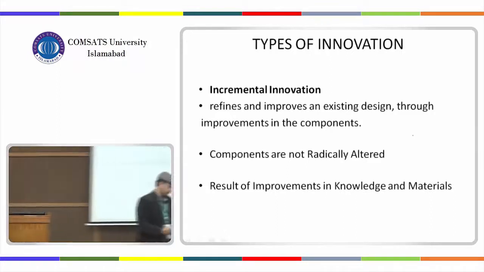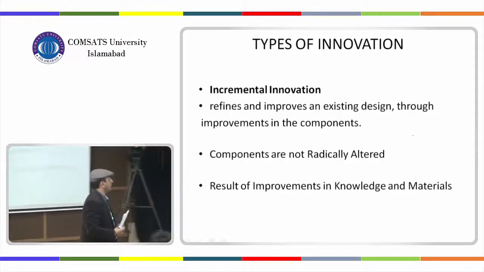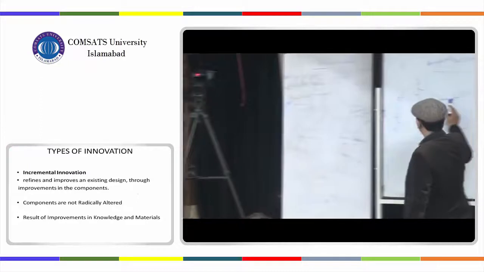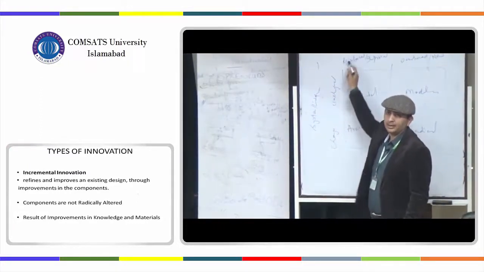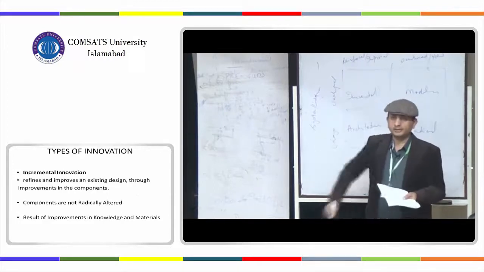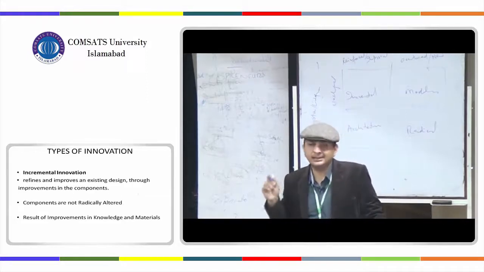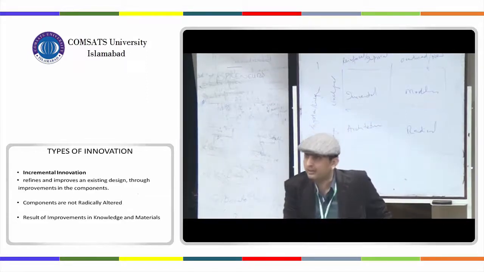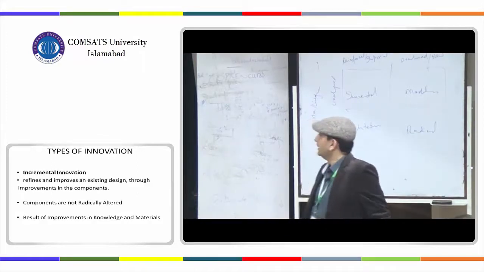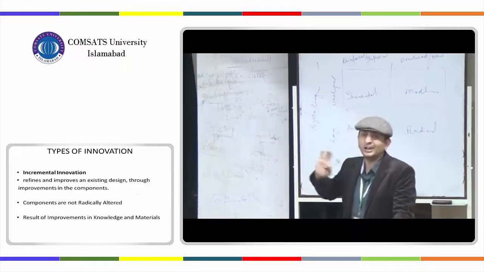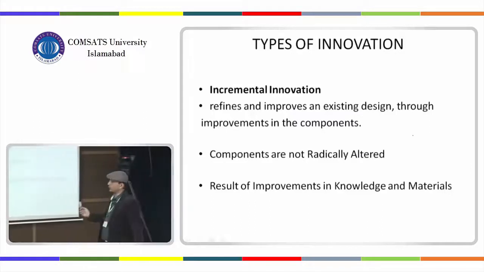First one, G, incremental innovation. In incremental innovation, the system is the same, but the components are improvised. So one mobile phone with improvised RAM is basically example of incremental innovation. The system is the same, but the component has been improved a bit. And the components are not radically altered. And it is usually result of improvement in knowledge and material.